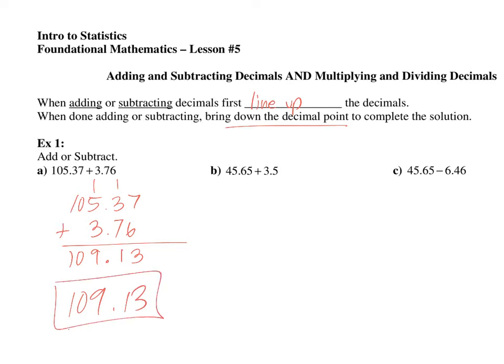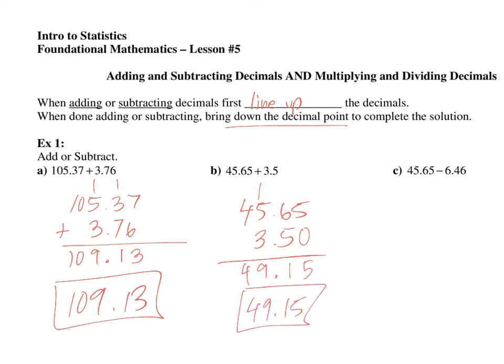All right, another example, 45.65. At the very end here, we're going to add a 0, so the digits line up. We have 5 plus 0 is 5. 6 and 5 is 11. Carry the 1. 6 and 3, 9 and 4. Bring down the decimal point. 49.15.